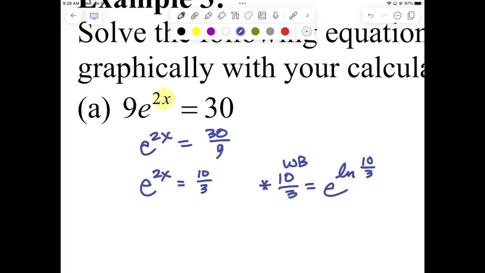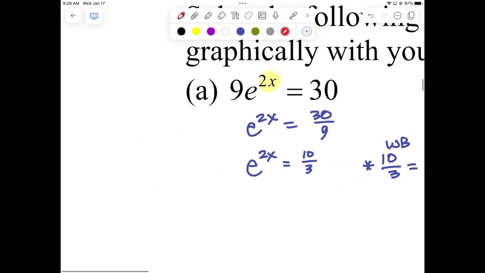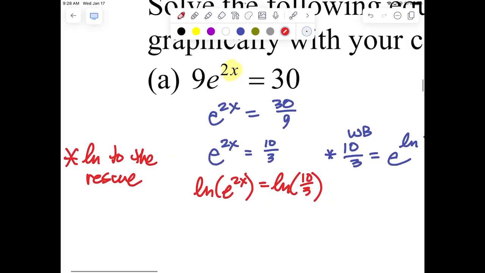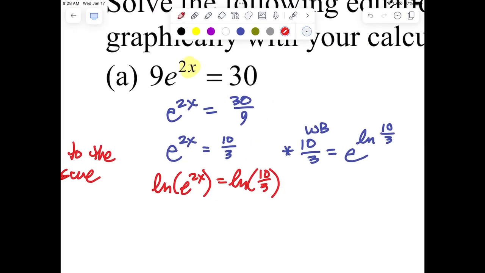I'm just going to say, no, I can write 10 thirds as a power of e. So what comes to the rescue? ln to the rescue, the natural log to the rescue. We're going to take the natural log of both sides. Now, look on the left-hand side. This is more intuitive. What is the natural log of e to the dos equis?